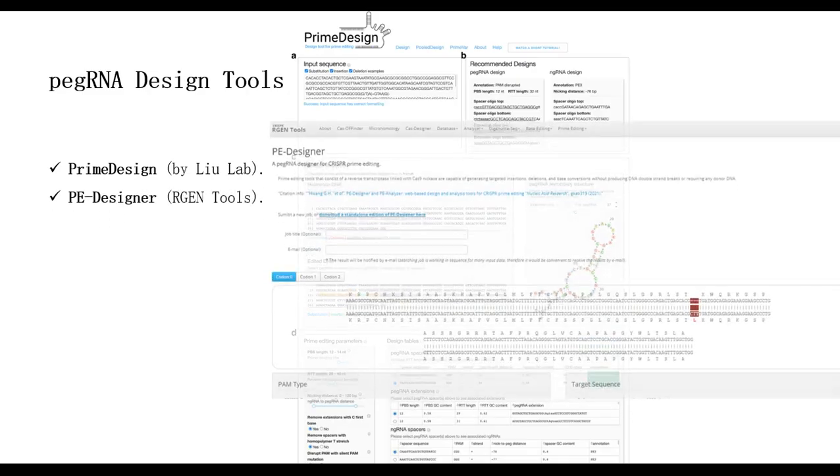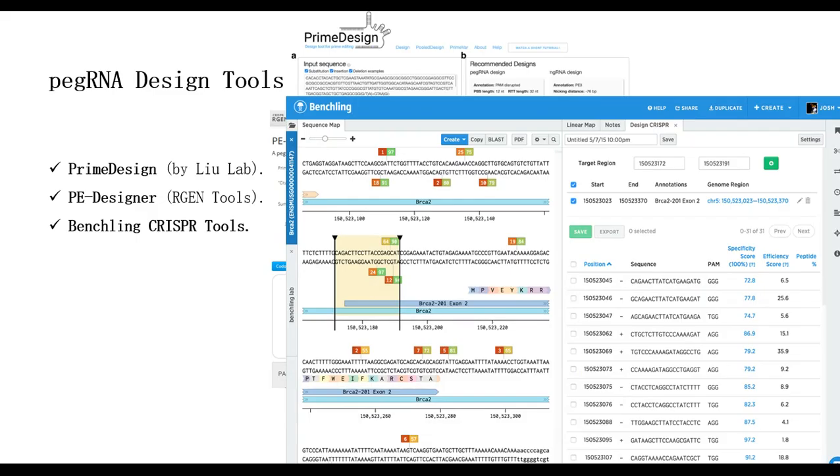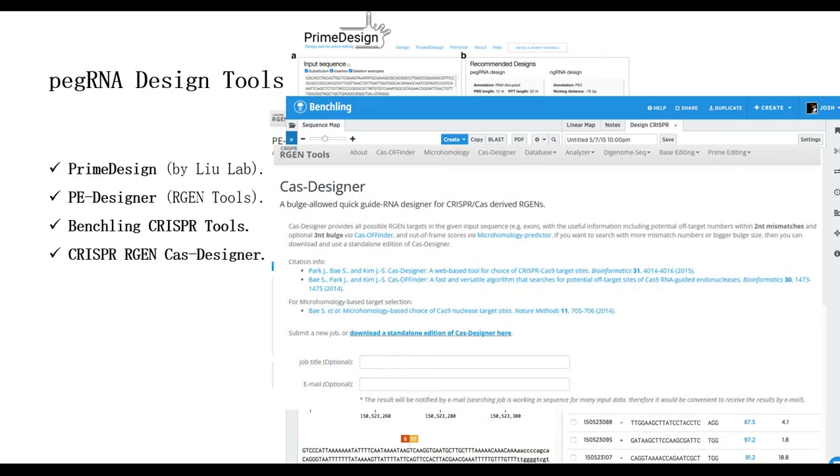pegDesigner, part of the RGEN tools suite, provides a user-friendly interface to design pegRNAs with customizable parameters and on-target/off-target predictions. Benchling CRISPR tools offer integrated workflows for pegRNA design, molecular cloning, and project management, making it ideal for collaborative research environments. CRISPR RGEN-Cas is another versatile tool, supporting pegRNA construction alongside various CRISPR nucleases and editing systems.